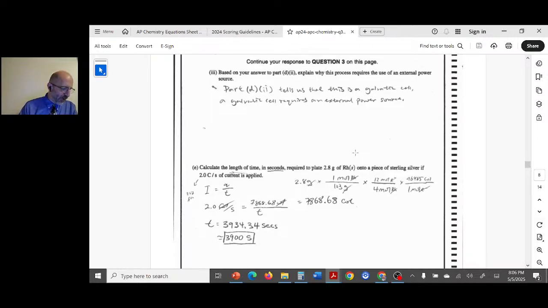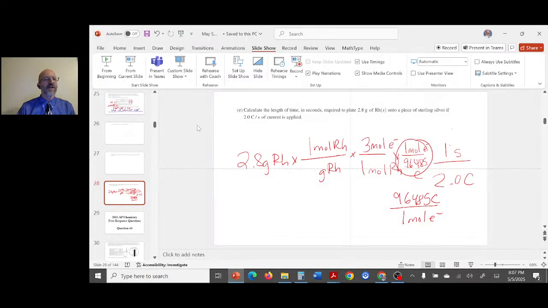Looks like they did get both points in part E. They went from grams to moles of rhodium, from moles of rhodium to moles of electrons, from moles of electrons to coulombs with the Faraday constant, and then finally to time. They got around 3,900 seconds. Okay, so again, you can see they got 6 out of 10 points. All right, moving on to part 4, question 4 of the 2024.